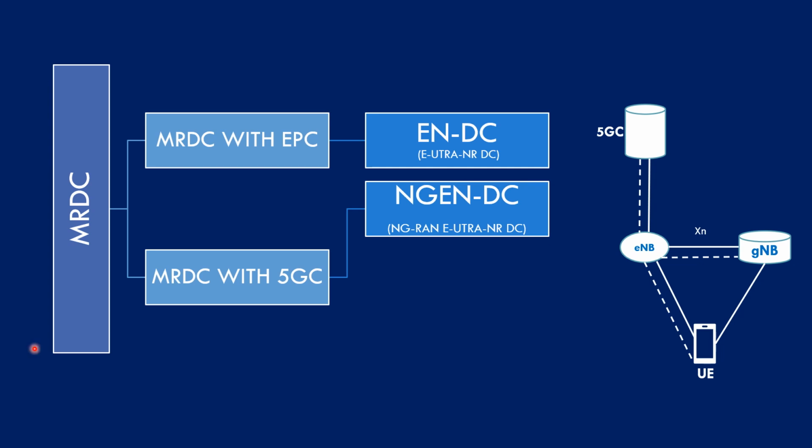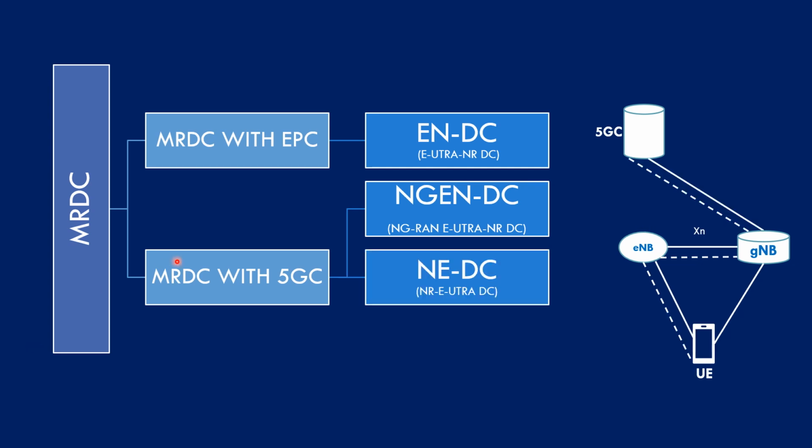Now there is one more option in MRDC with 5GC, which is called NEDC, or NR-EUTRA dual connectivity. So in the name, NR is coming first. As discussed, this means that the master node will be the G node B, and the master node is the one which is connected towards the 5G core.